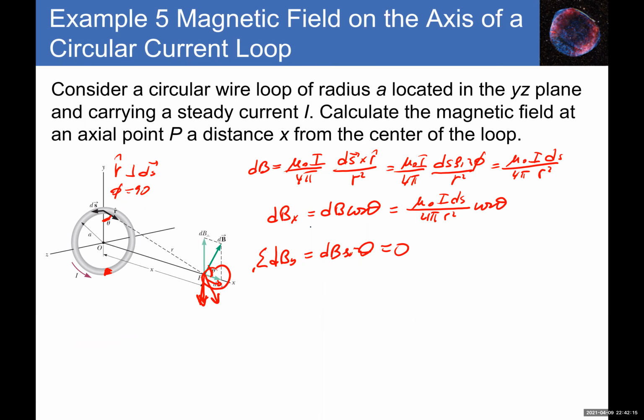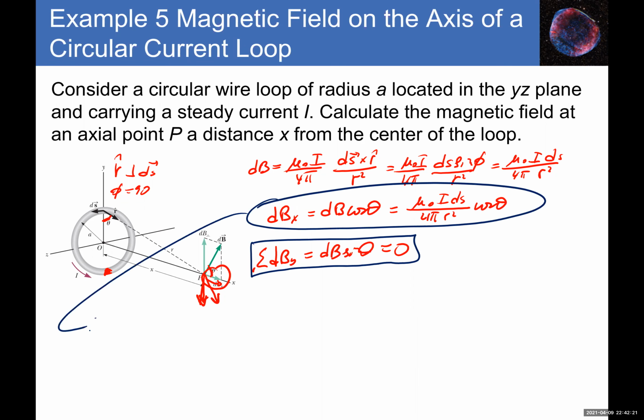Okay, so let's continue with that. That means I can just pretty much ignore this one. And using that equation, so let's continue here. So then dBx is equal to mu naught I ds over 4 pi r squared, and then cosine of theta.